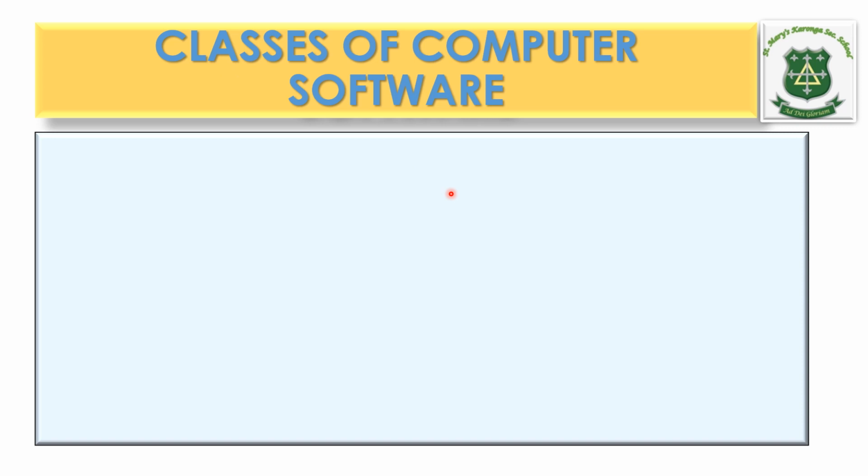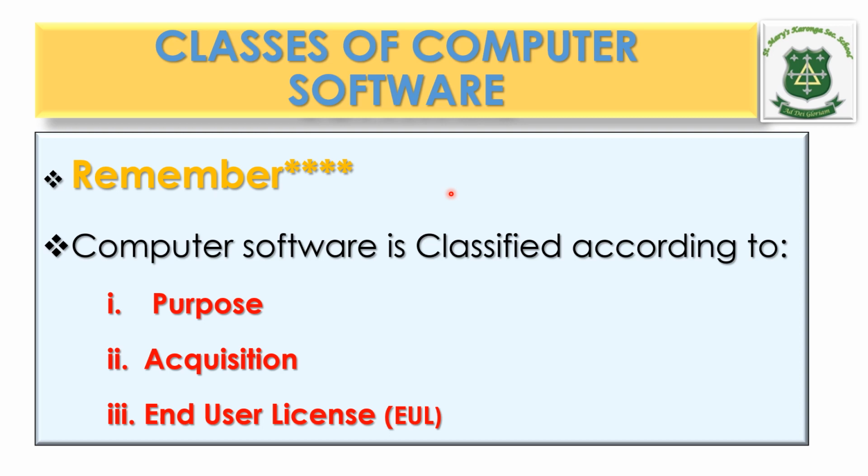Now, as we are still looking at the classes of computer software, let me start by reminding you that computer software is classified according to purpose, according to acquisition, and according to end user license, that is EUL. Remember this one. So we have looked at the first part, that is according to purpose.